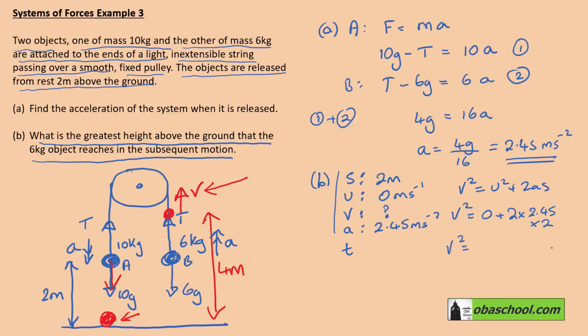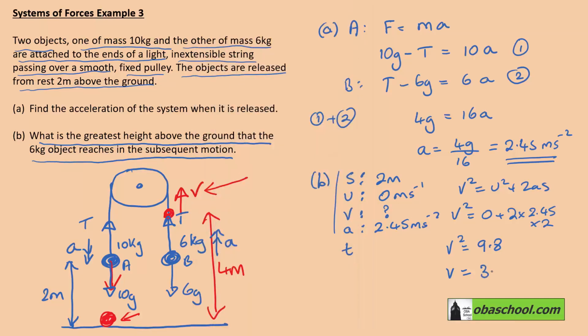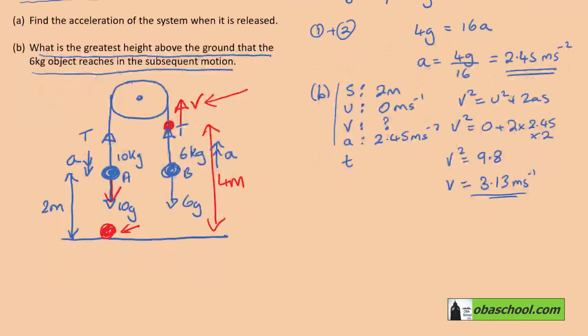So v squared is going to be 9.8, and v is then going to be the square root of 9.8, which is about 3.13 meters per second. Now at this point it starts to travel freely under gravity, which is another SUVAT.